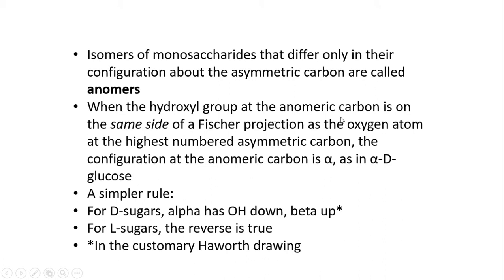The hydroxyl group at the anomeric carbon is going to be on the same side of the Fischer projection as the oxygen atom at the highest numbered asymmetric carbon. So the configuration at the anomeric carbon is alpha, as in alpha D-glucose. For D sugars, alpha is down, or the hydroxyl is down. Beta is up. For L sugars, the reverse is true, and this, of course, relates to the customary Haworth drawings. So now we're going to take a break and work on drawing some of these structures together and talk a little bit more about them.